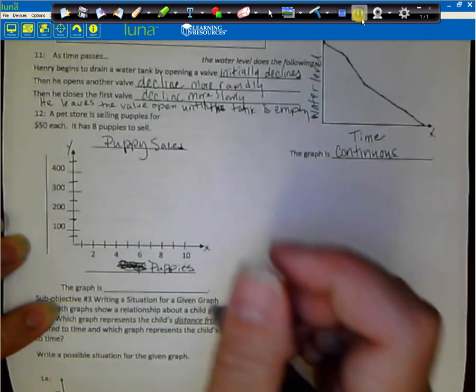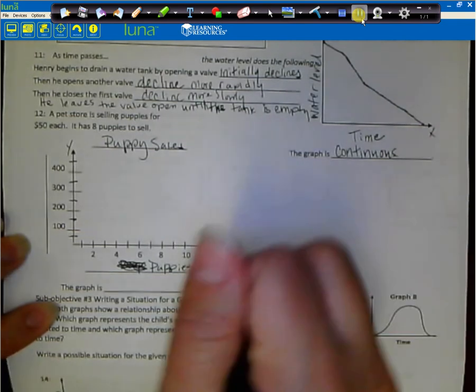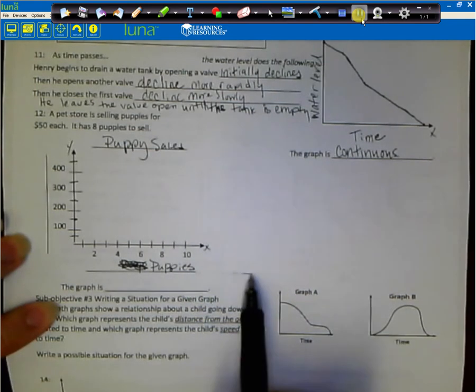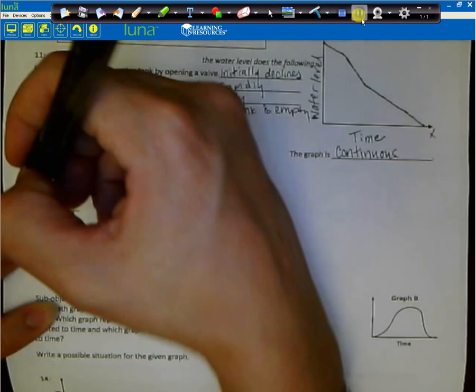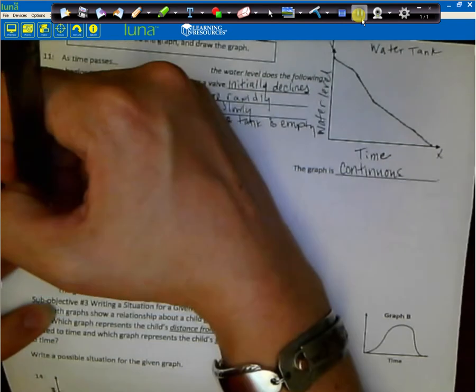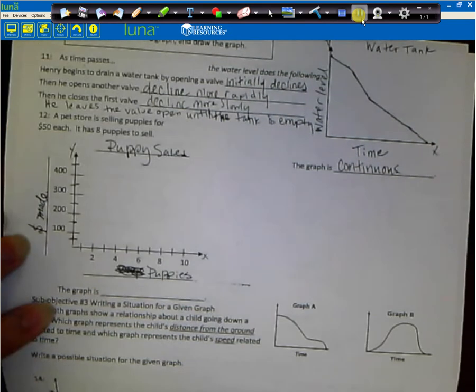Okay, so the puppies are going to be sold no matter what. That's independent. They're going to be sold. It's a matter of how many days it's going to take to sell the puppies. And then up here, you're going to earn money based on how many puppies you sell. So that's money made, or amount earned. I put money made there, okay?